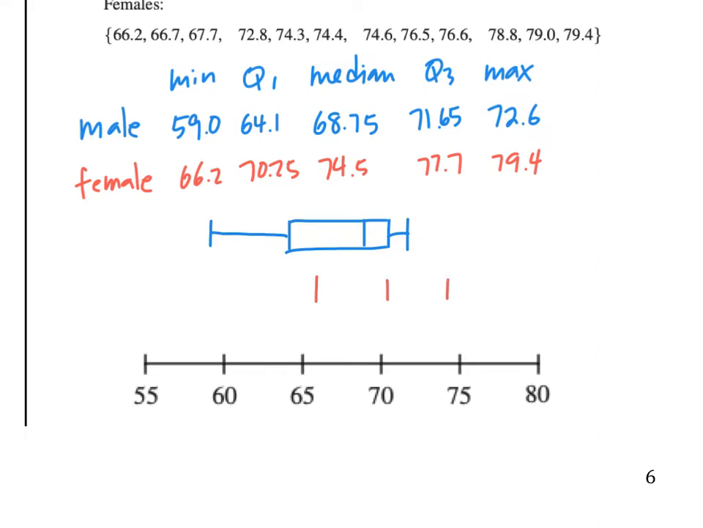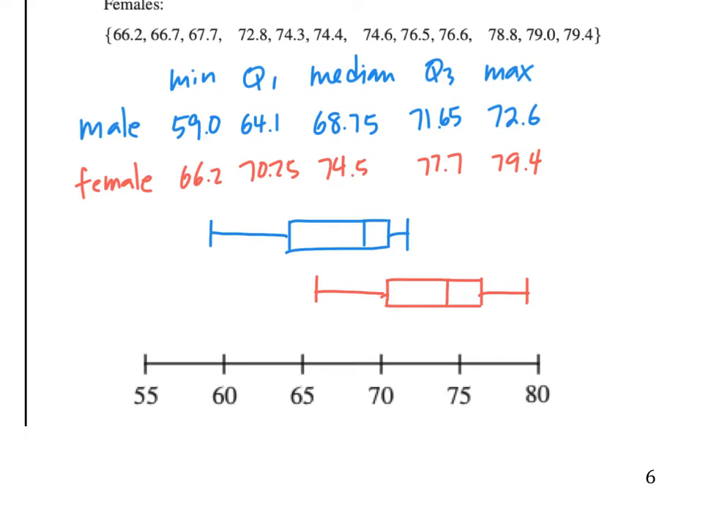And then 74.5, 77.7, and then 79.4. Again, you create a box with Q1 and Q3, and then connect the lines like that. So what we're looking at is how spread out the data is. They're pretty comparable in that most of the data here are spread out the same.